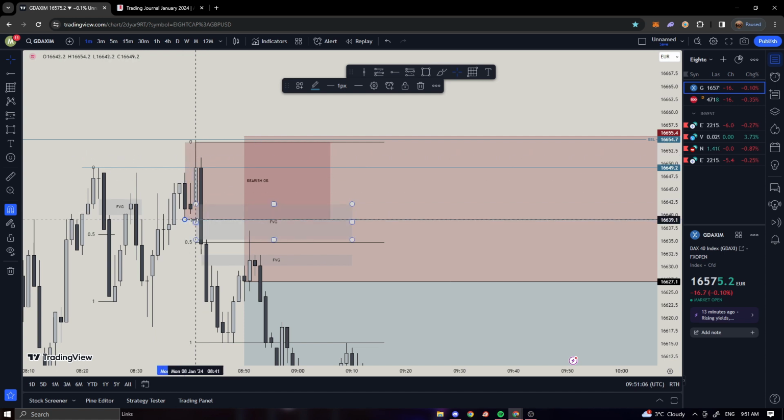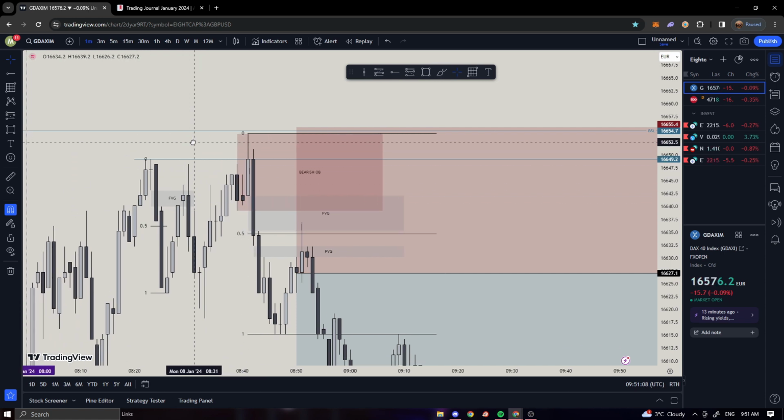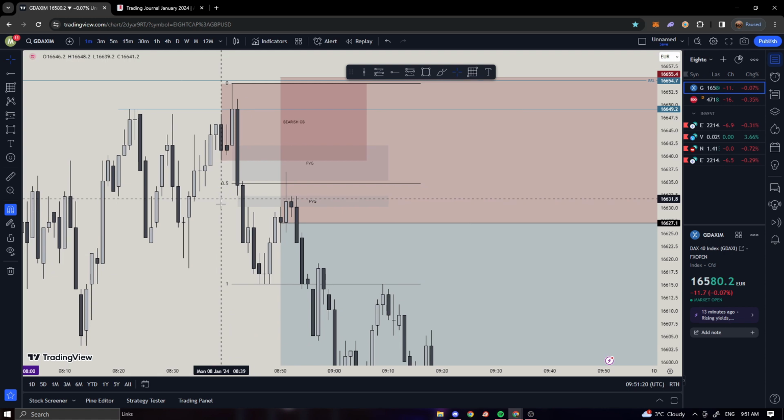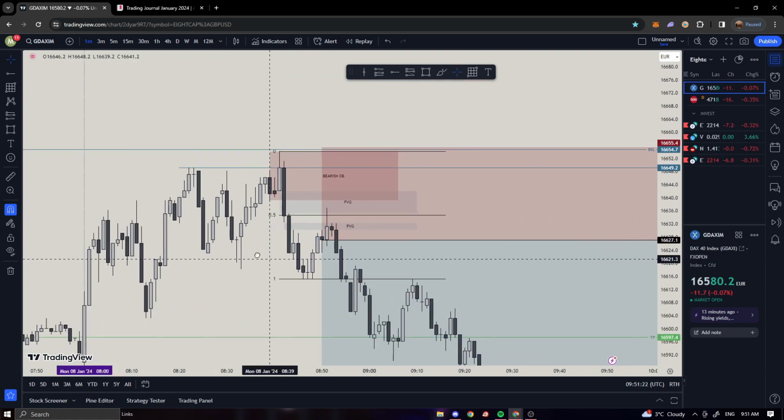So it took out a 5-minute liquidity high, breaking structure on the 1 minute down here, hence why the bearish order block. So then let me just delete this as well. Given a bearish order block, price went down, breaking structure, getting fair value gaps in. So there was two fair value gaps. So this is my second trade.